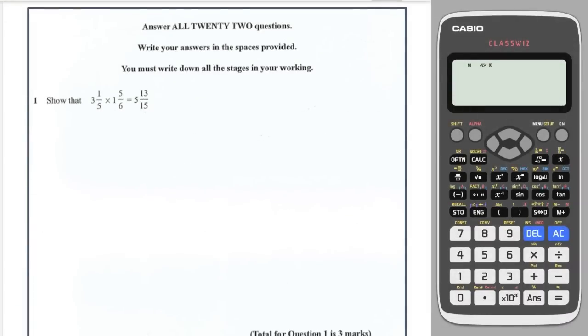The paper is for 100 marks. It has 24 questions, not the 22 that it says at the top, and it's a really good standard, so let's get into the questions.